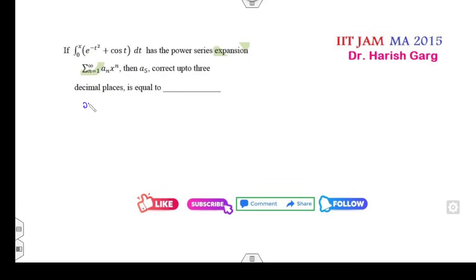Okay, look at that. Integration from 0 to x of e raised to power minus t square plus cos t has the power series of the form a_n x^n, and your target is to find a5. A5 is nothing but the coefficient of x raised to power 5. Now it's quite obvious that you can easily integrate cos t, but it's very difficult to integrate e raised to power t square.